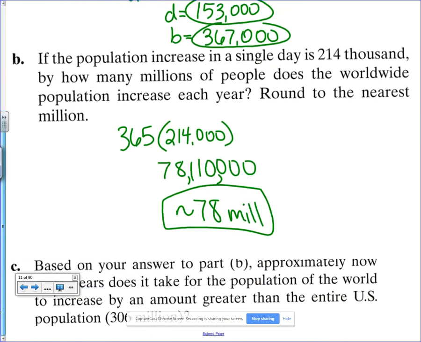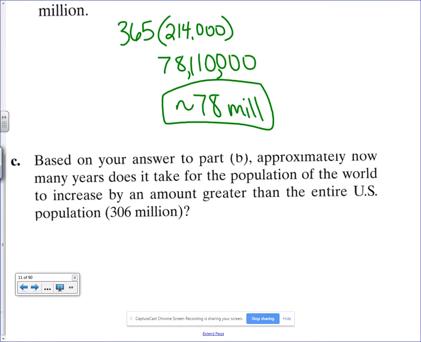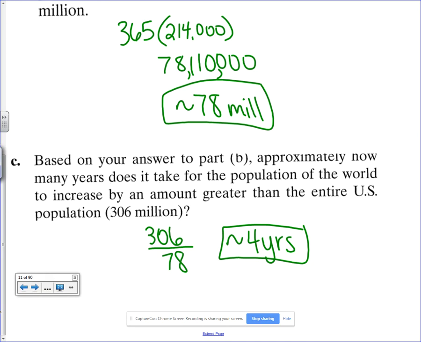All right, last one here. Based on your answer to part B, approximately how many years does it take for the population to increase by an amount greater than the entire U.S. population? So right now there's 306 million people in the U.S. population. It's going to increase by 78 million per year. So if I take 306 and divide it by that, it will take me approximately 4 years that the whole population will grow greater than the entire U.S. population currently.